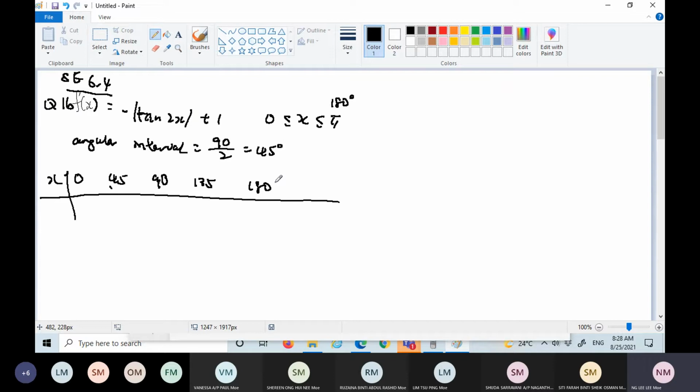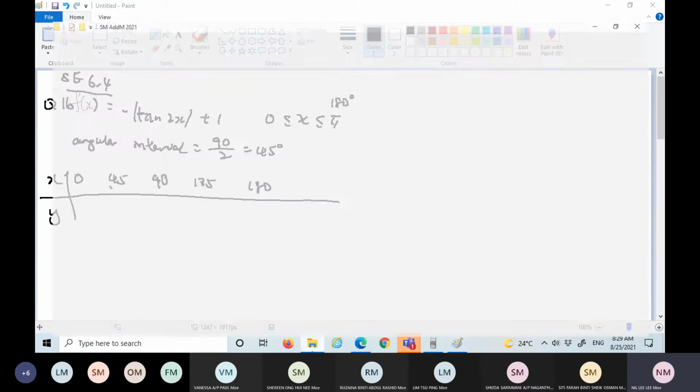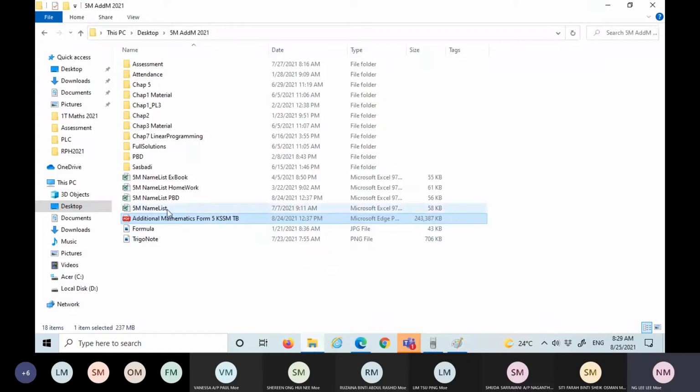Okay, so this is the y of f(x). You need to find it, but I will need help there. Can you help me to get the value?